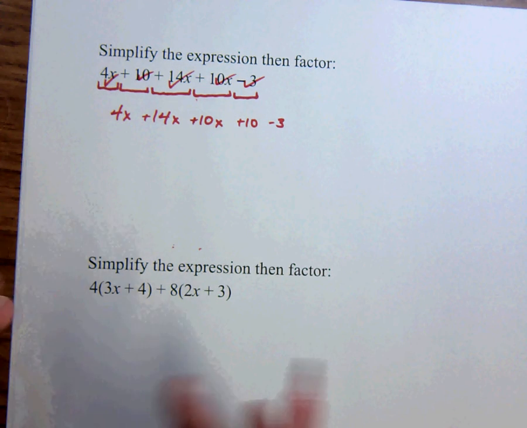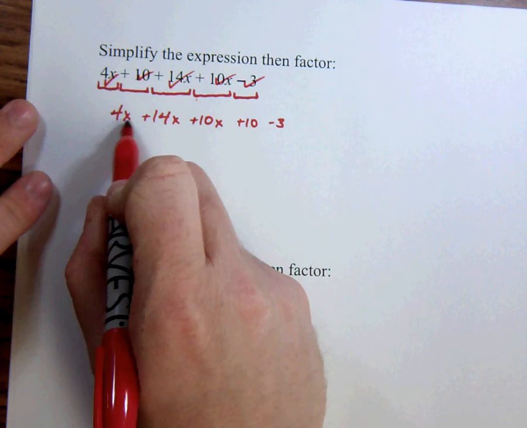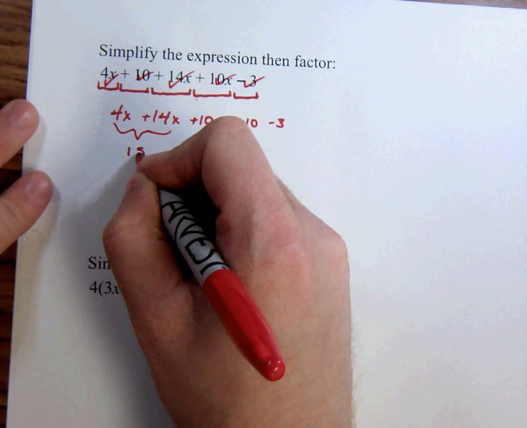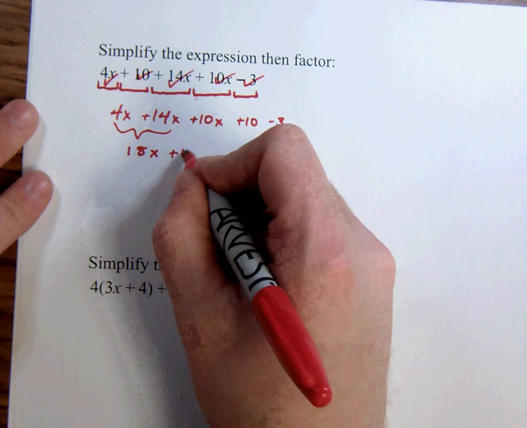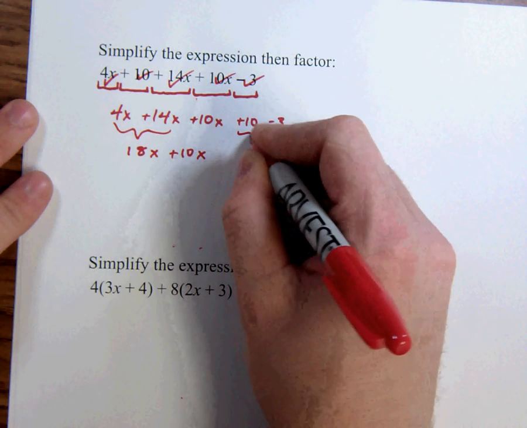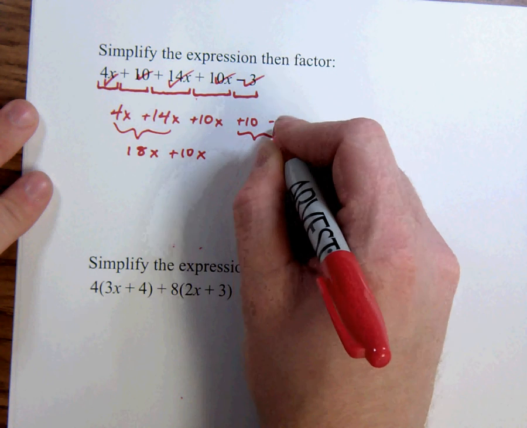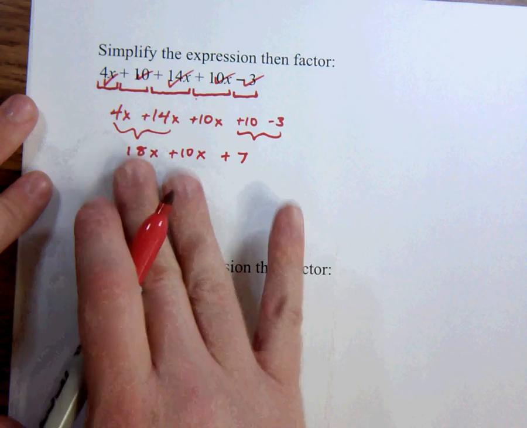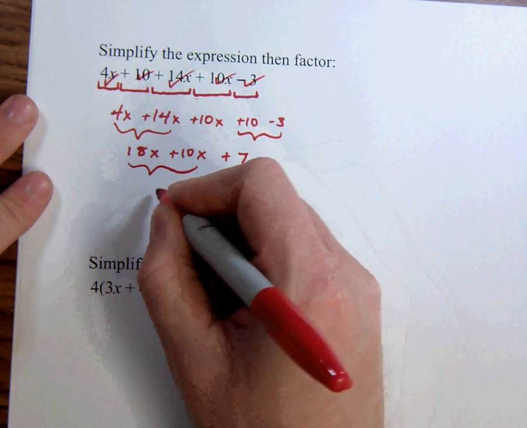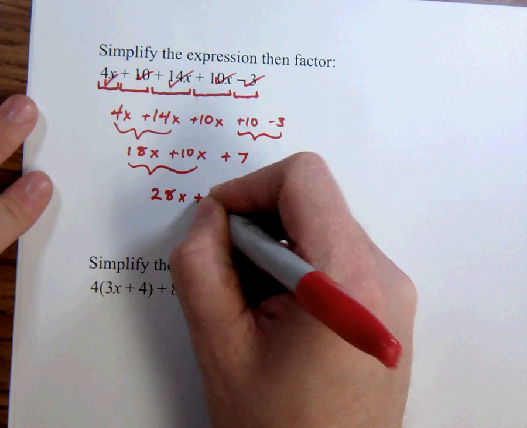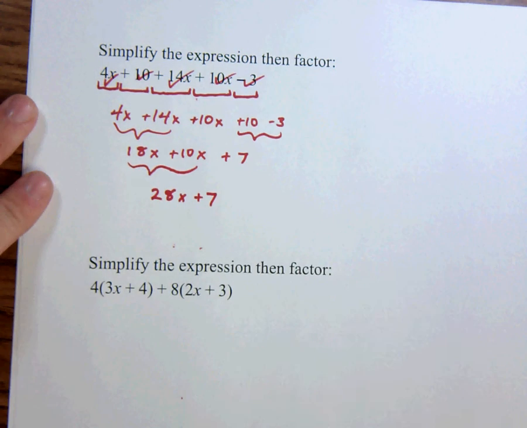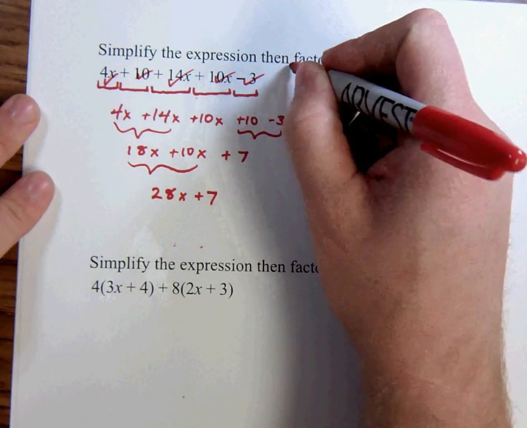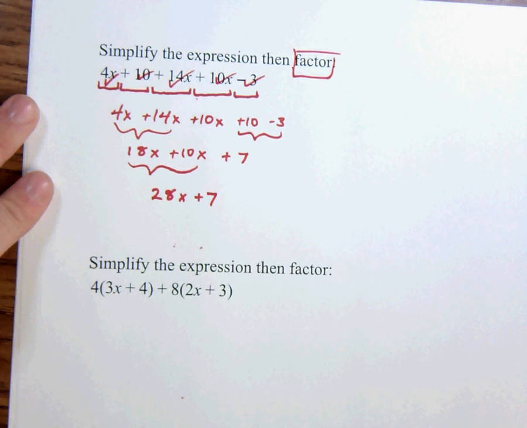So now I'm going to add up all the variables first. I'm just going to take this slow. I'm going to say 4x plus 14x. Well, these together are equal to 18x. Plus 10x, and I'm going to go ahead and combine these terms as well. Positive 10 minus 3 is positive 7. Now from here, I add up what more I can, and that would be 28x plus 7. Now, a lot of people are going to want to stop there, but that's not what it said. It said simplify, which I have, but then I need to factor as well.